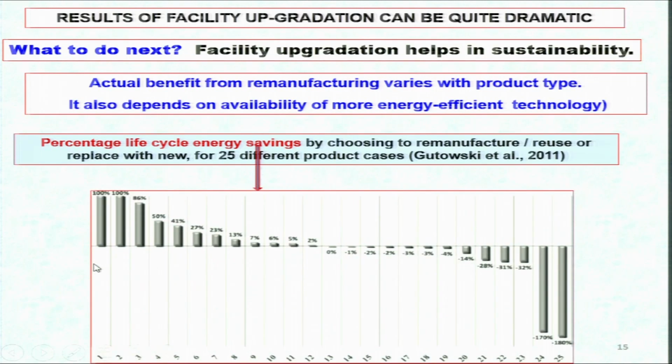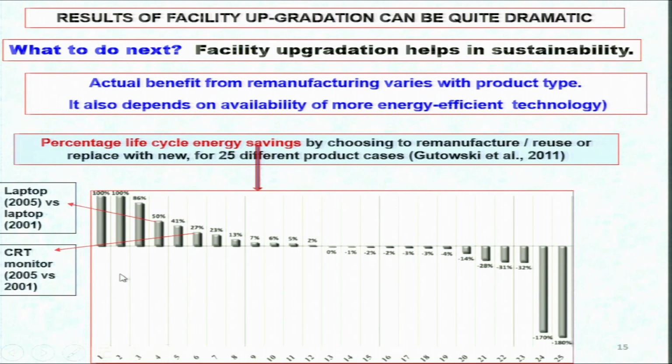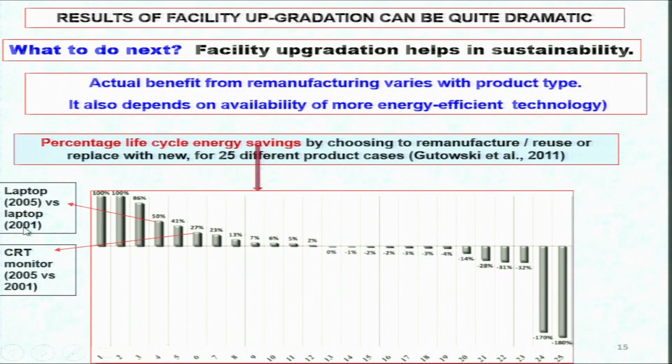You can see here, this is the percentage life cycle energy savings for 25 products. So you can see here laptop 2005 versus laptop 2001. There, because as the technology is improving, your energy consumption in the product may reduce if it is properly designed, and your efficiency may be more. So in the laptop 2005 and laptop 2001, there is a saving of around 50% of energy.